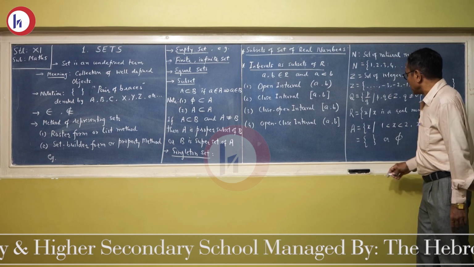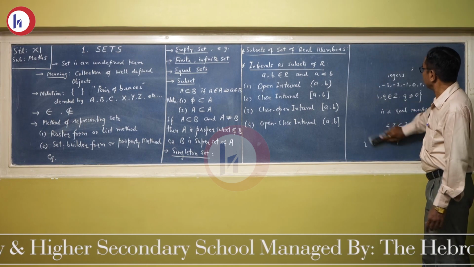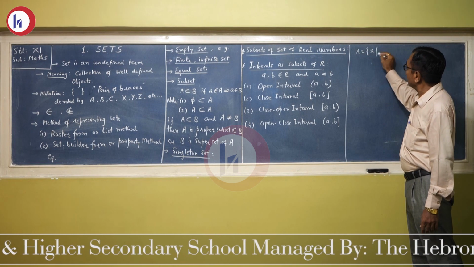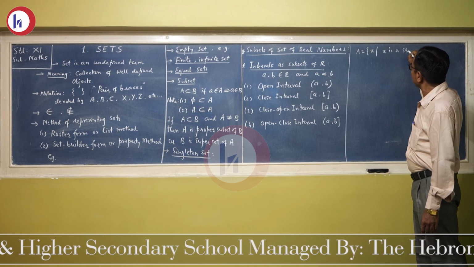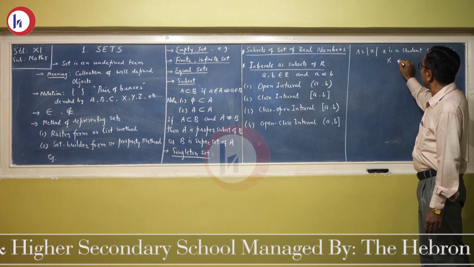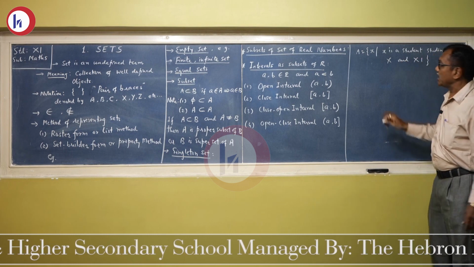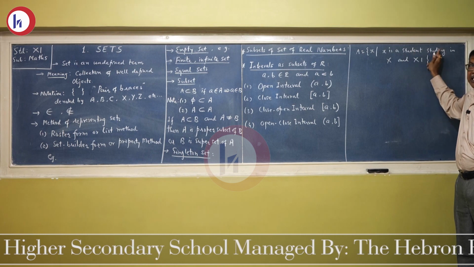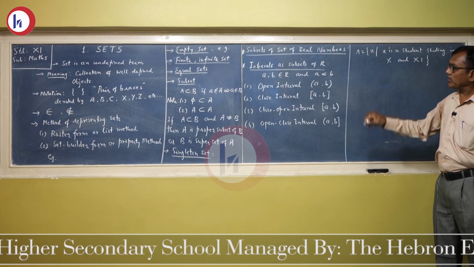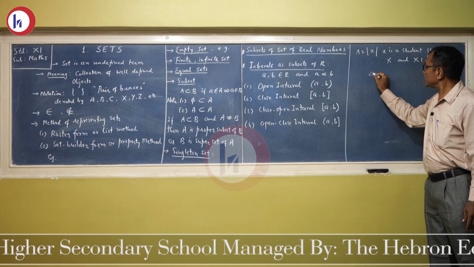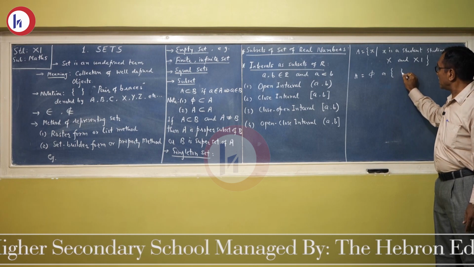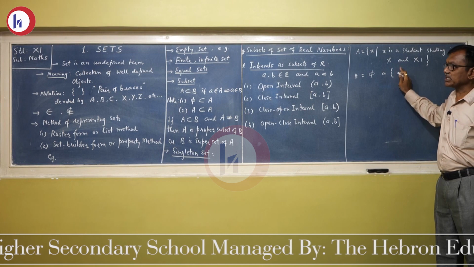One more example. Suppose set A is equal to the set of X, where X is a student studying in 10th and 11th. It is not possible for a student to study in 10th and 11th together. Therefore, this set is also an empty set. So A is equal to the null set, or you can simply write a pair of braces without writing anything in the set.